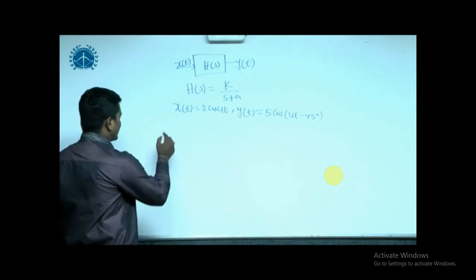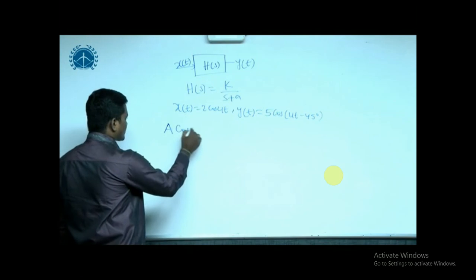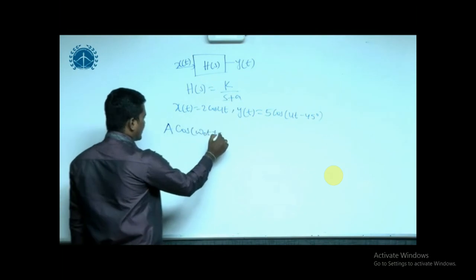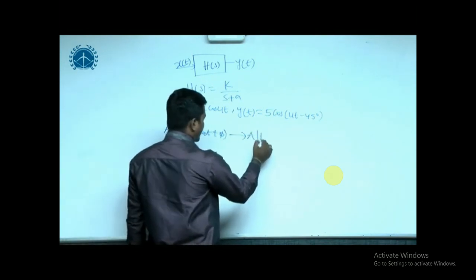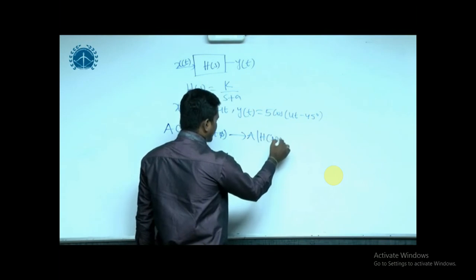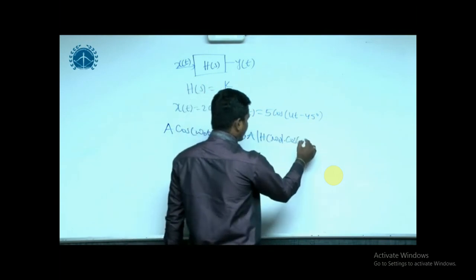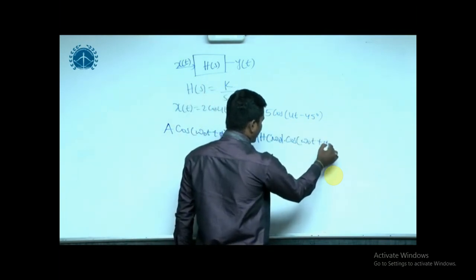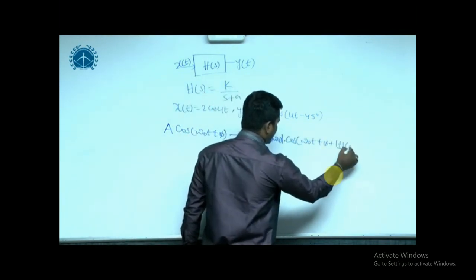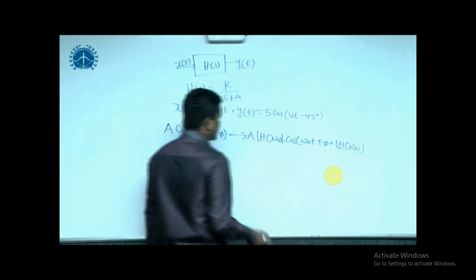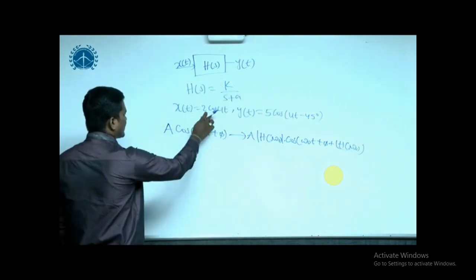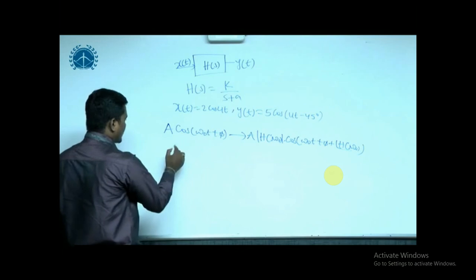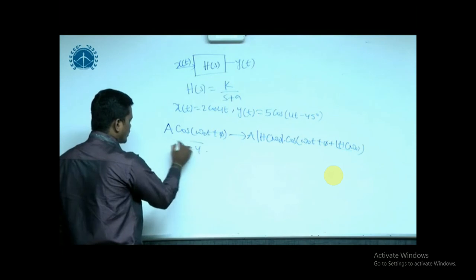We know that if I apply A cos of omega naught t plus phi as the input to the system, the output I am going to get is A times the mod of H of j omega naught into cos of omega naught t plus phi plus an angle of H of j omega naught. What is omega naught? Omega naught is the frequency of the input signal. The input signal we are applying is 2 cos 4t, so omega naught equals 4.